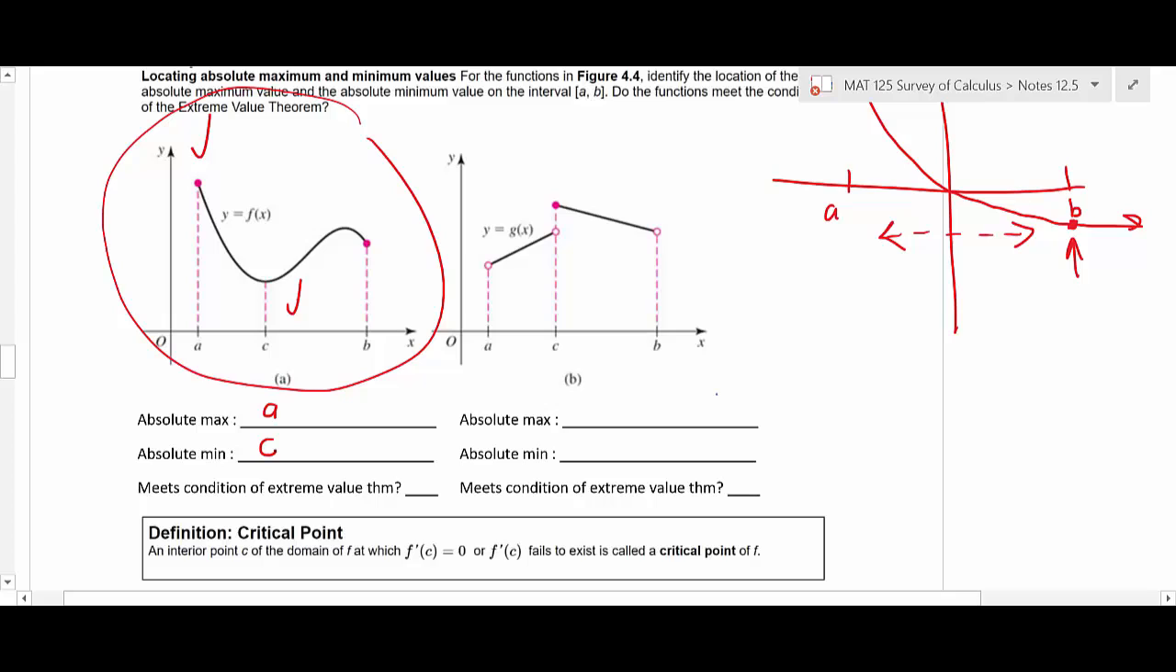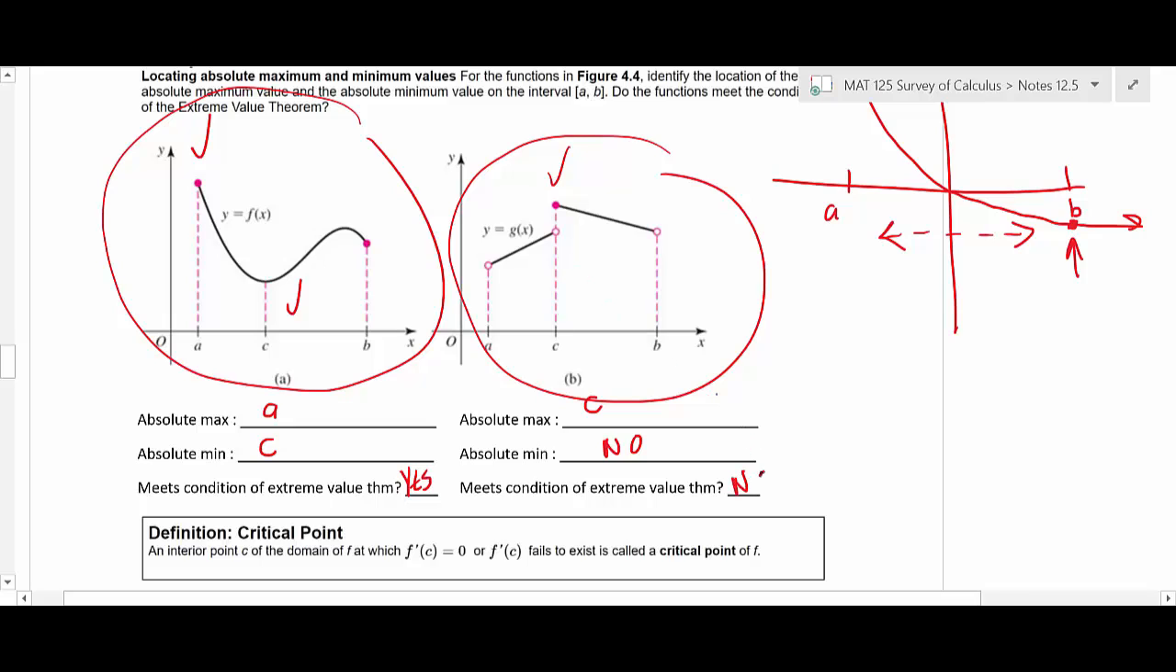Absolute min is at C. This does meet the conditions of the extreme value theorem because it's continuous. How about the next graph? Does it have an absolute max? Yes. It does. Okay, it's at C. But does it have an absolute min? No. Does it follow the conditions of the theorem?